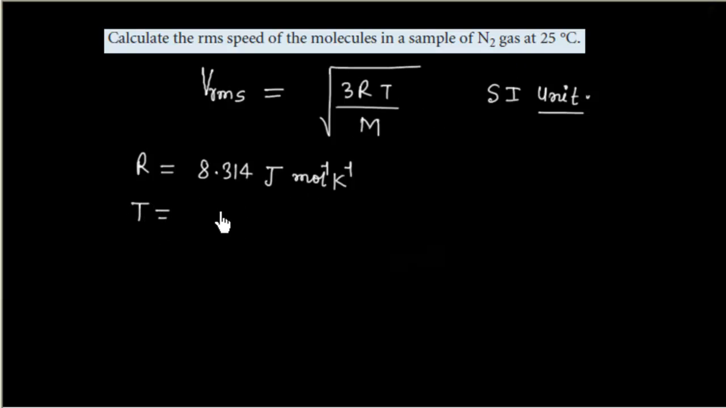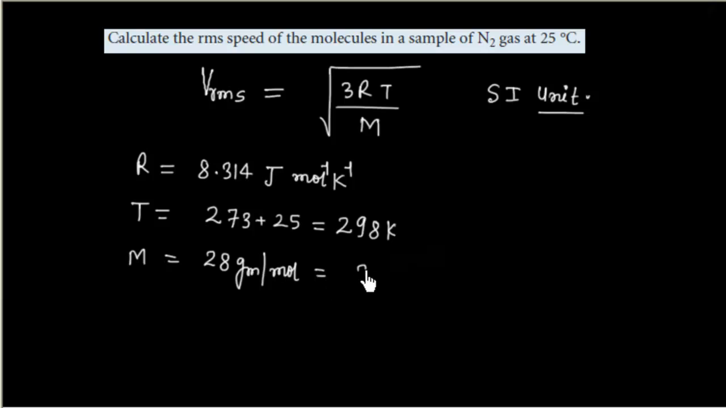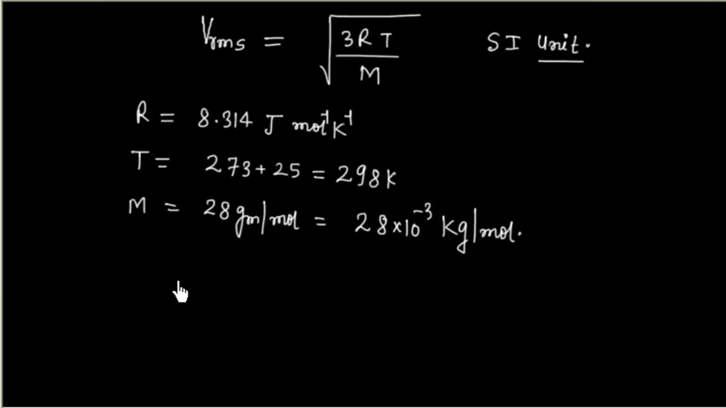So 273 plus 25, this is 298 Kelvin. Similarly, for nitrogen, the molecular mass is 28 gram per mole. But we have to write it in SI units, that is 28 into 10 to the power minus 3 kg per mole. Now we have to plug all these values in to calculate Vrms, that is 3RT.